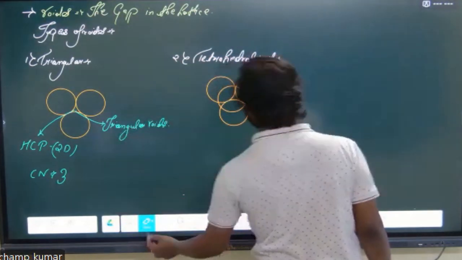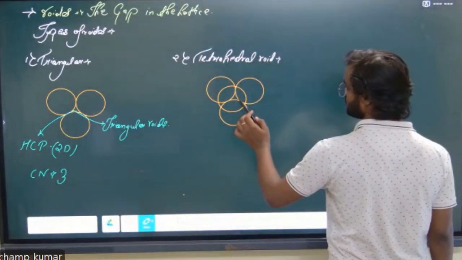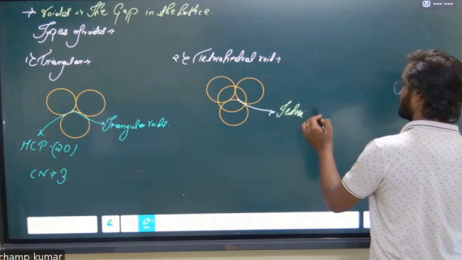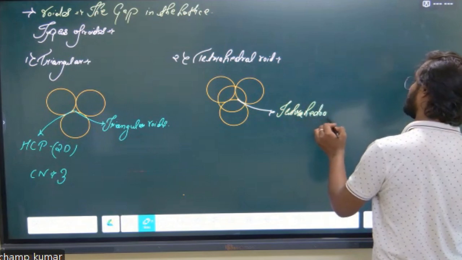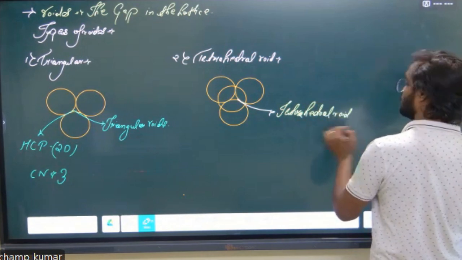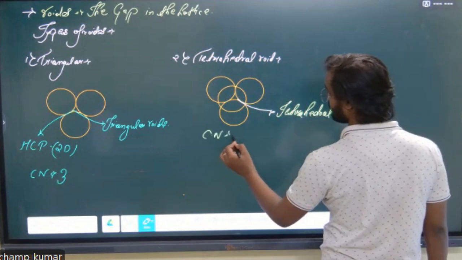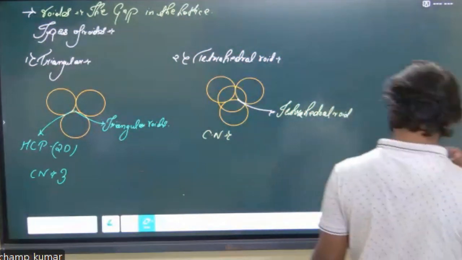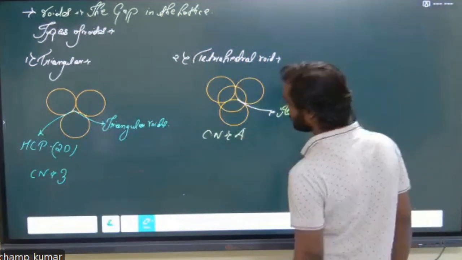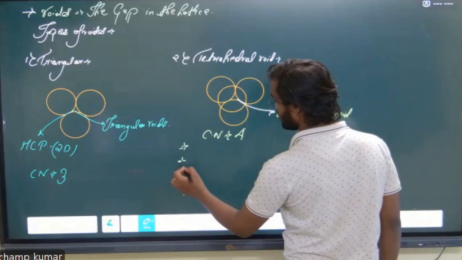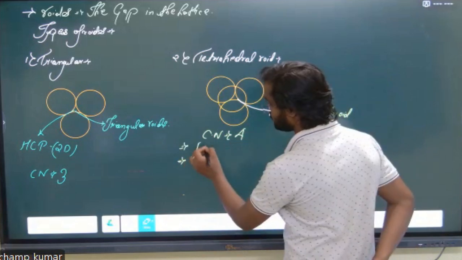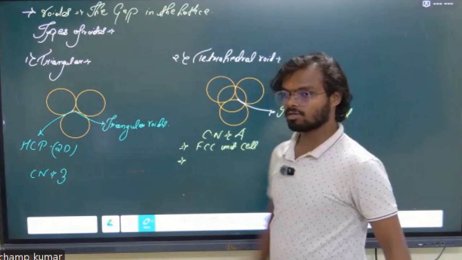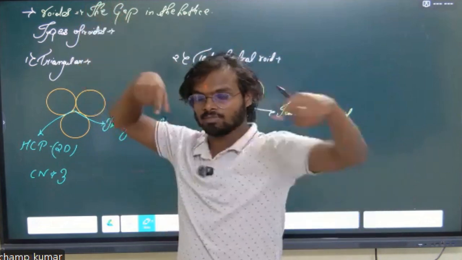If you see, there is a void seen from the inside. Now it is a tetrahedral void. What is the coordination number here? 4. Coordination number is 4. Where is it formed? If you remember, it is formed in the FCC unit cell. There we have one atom at the face center and 4 atoms at the corner.